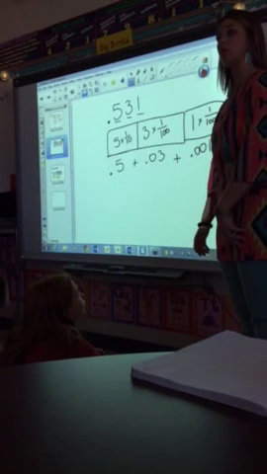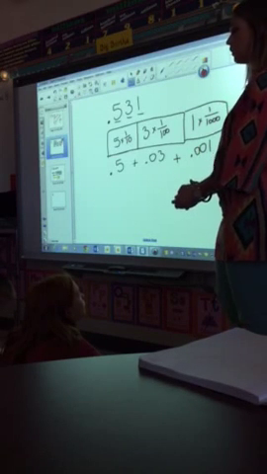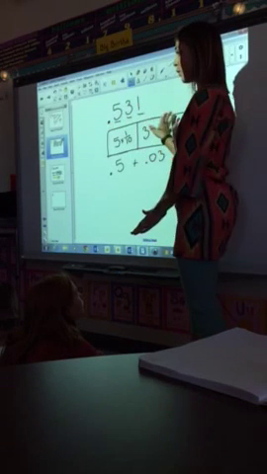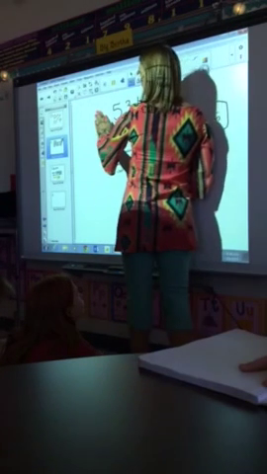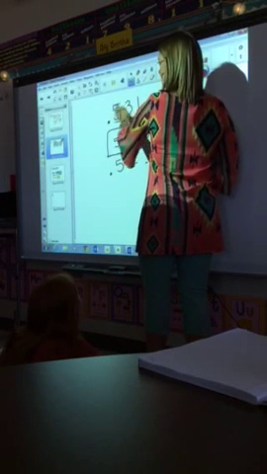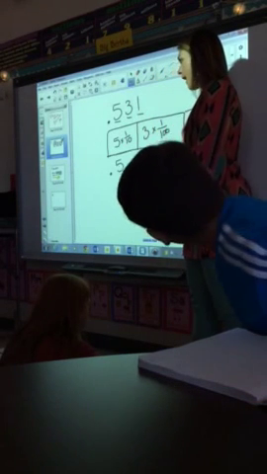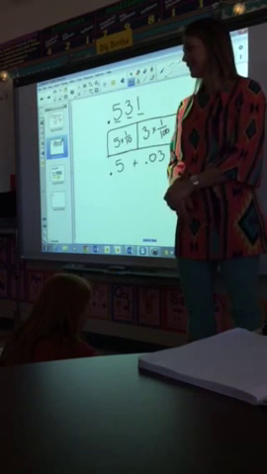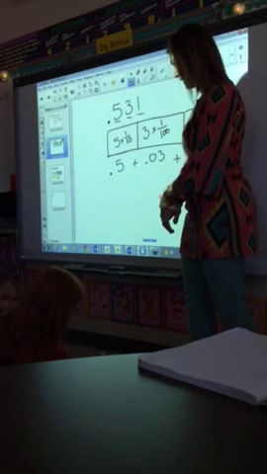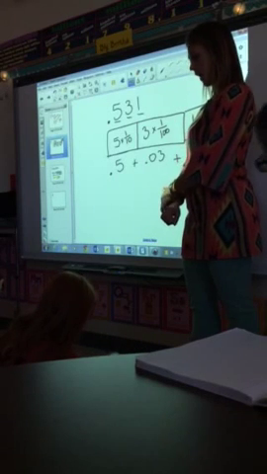Let's put this into word form now, because that's the second form that we'll be looking for. When I read this in word form, please remember to not even consider the decimal. Simply read the digits as you see them. 531. Remember? How did our poem go? First, you say the number as if there were no dot. Then you say the name of the last place value spot.